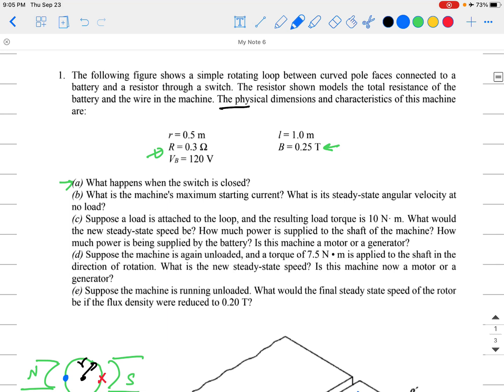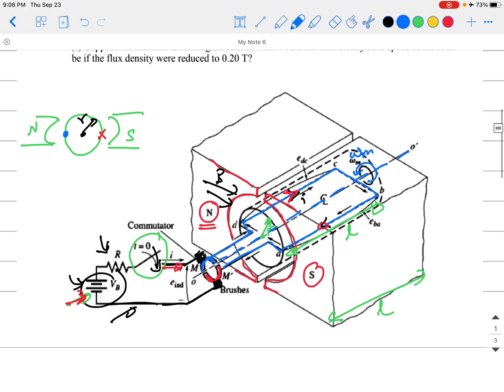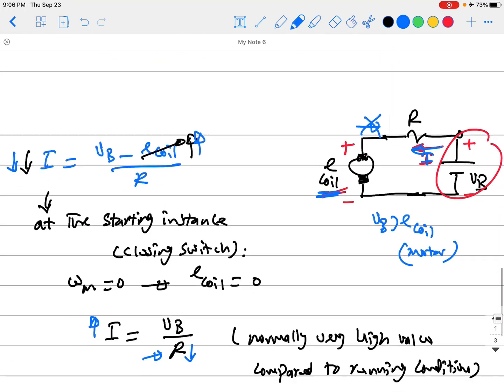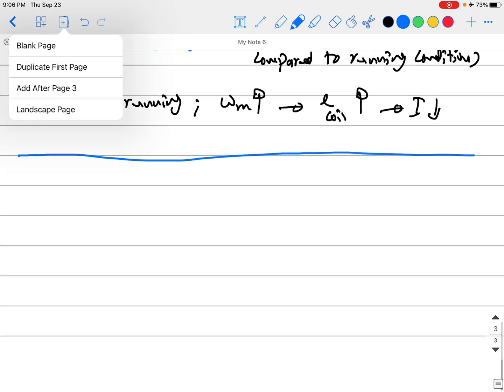Number B: what is the machine's maximum starting current? What is its steady state angular velocity at no load? He's asking you to calculate the starting current. Make sure you're talking about the starting current, the thing we just discussed here. And what is the steady state angular velocity at no load? Okay, now we don't have load, so let's first find out what the current is.